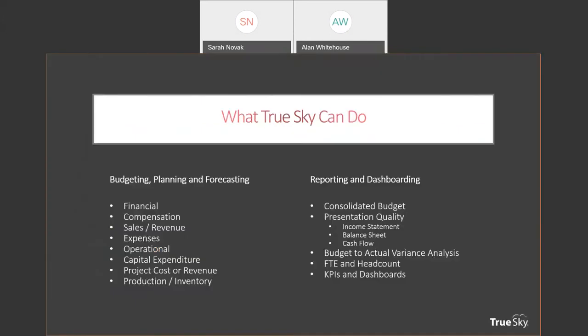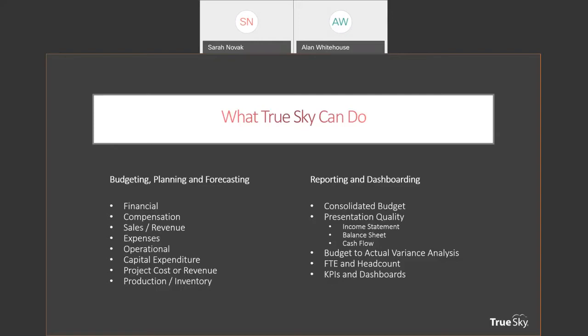So before I go into the actual software presentation, I just want to focus on a little bit of what TrueSky can do. What you're seeing on screen here is some of what we can do, not everything that we can do. When it comes to budgeting, planning, and forecasting, you might be doing things like financial forecast, compensation planning, sales and revenue forecasting, expenses, operational type planning, CapEx, project cost forecasting or project revenue forecasting as an example, production planning, inventory forecasting. Those are all the types of different data models, along with a whole bunch of others, that you can do with TrueSky.